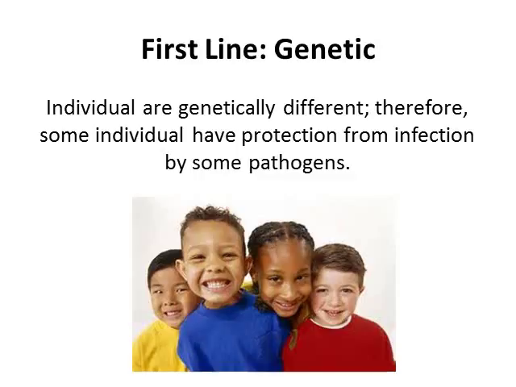The last part of the first line is just our genetics. All individuals are genetically different from each other unless you're identical twins. Therefore, some individuals have protection from infections by certain pathogens, and this is just based on genetics.